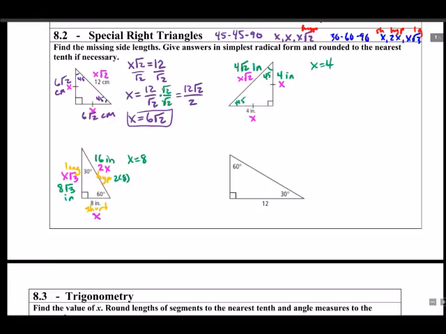We have another 30, 60, 90. So we need to identify hypotenuse. Here's our short leg. Here's our long leg. So we label short is x, hypotenuse 2x, long leg x root 3. So what do we know about this one? We know that x root 3 equals 12. Do a little algebra. X equals 12 over root 3. Rationalize our denominator.